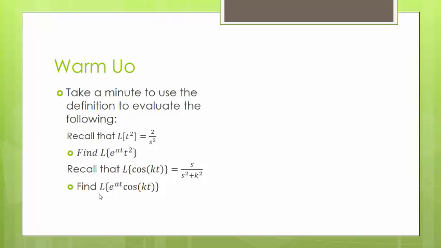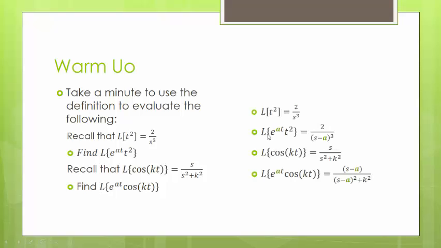Once you have spent some time doing that, then you should have that using the definition, as long as s is greater than a, the integral will converge to 2 over the quantity s minus a cubed. You'll notice that with the e to the at, in the denominator here we have an s minus a. So this was quite similar to the Laplace transform of t squared, which was 2 over s cubed, but now we have a composition with the function f of s equal to s minus a, and I want you to notice the similarity between these two.